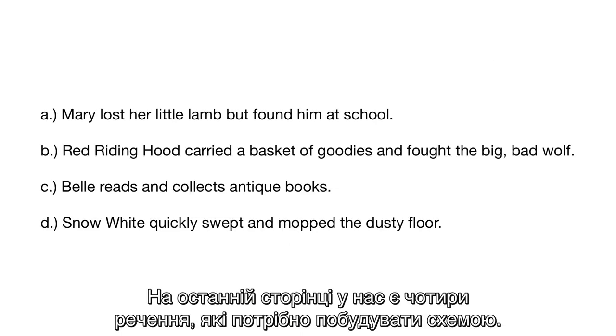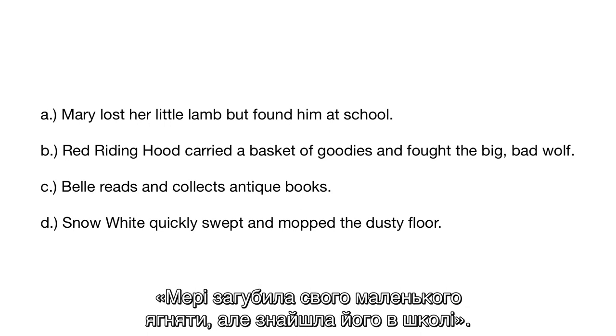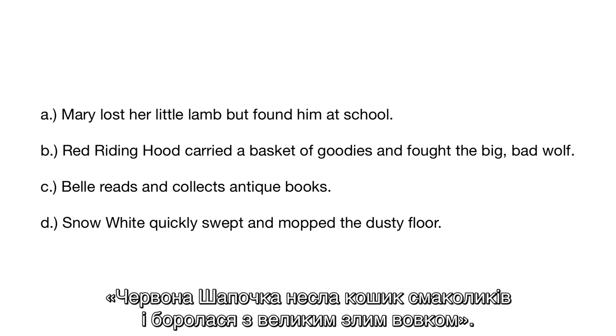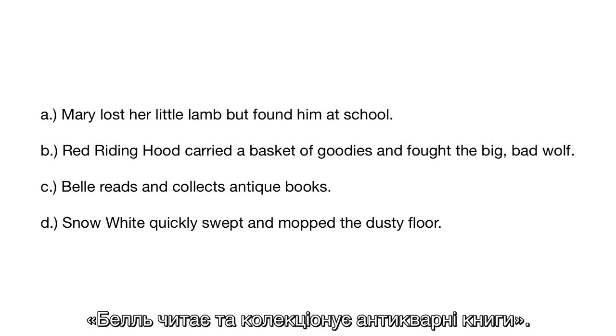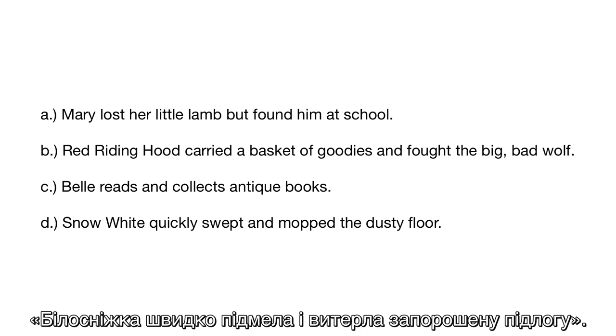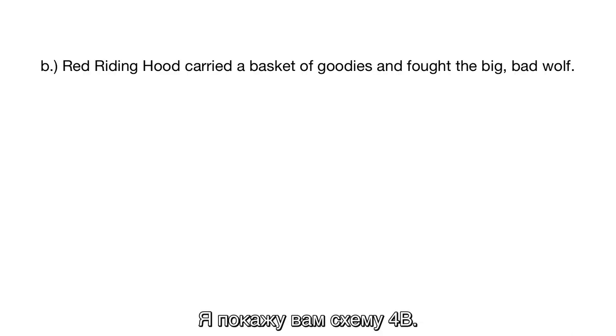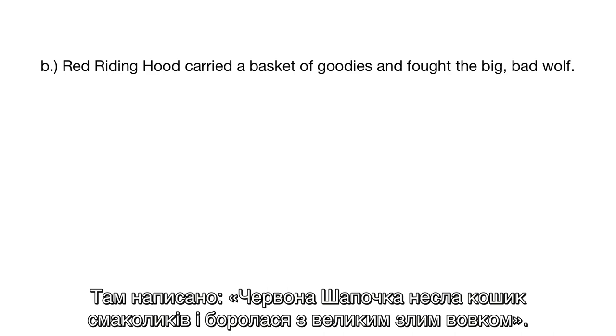On the last page, we have four sentences that need to be diagrammed. Mary lost her little lamb, but found him at school. Red Riding Hood carried a basket of goodies and fought the big bad wolf. Belle reads and collects antique books. Snow White quickly swept and mopped the dusty floor. I will diagram 4B for you. It says, Red Riding Hood carried a basket of goodies and fought the big bad wolf.